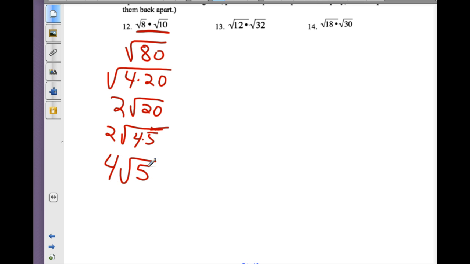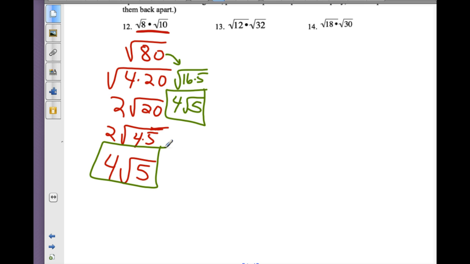What was the bigger perfect square? 16. 80 is really 16 times 5. A bigger perfect square would have gotten us 4 radical 5 right off the bat. So you're looking for the biggest perfect square.